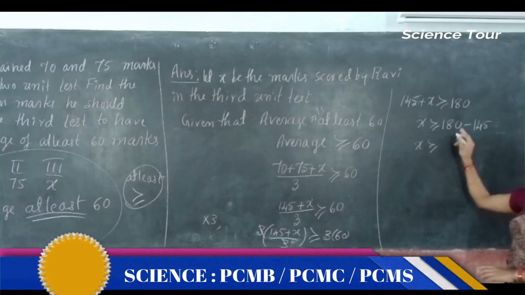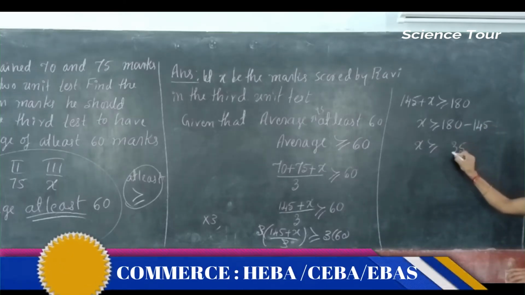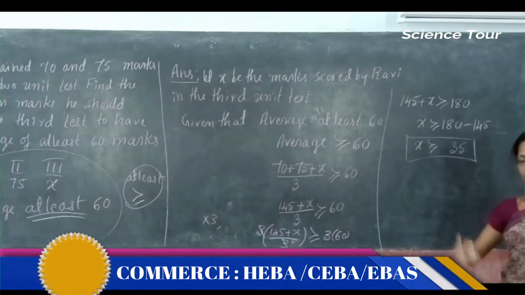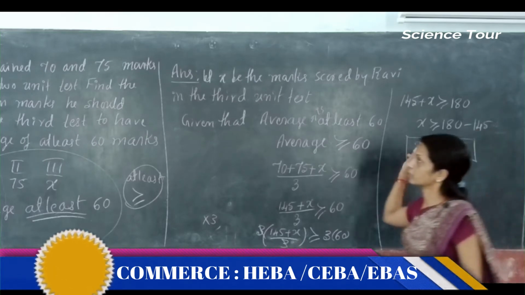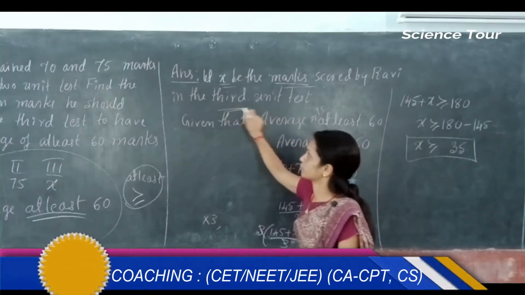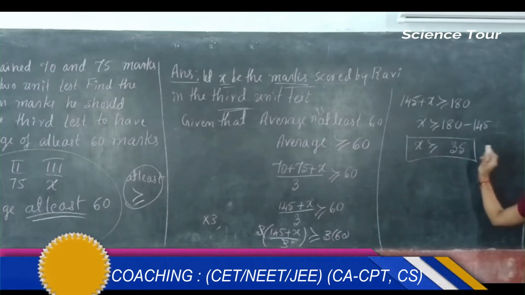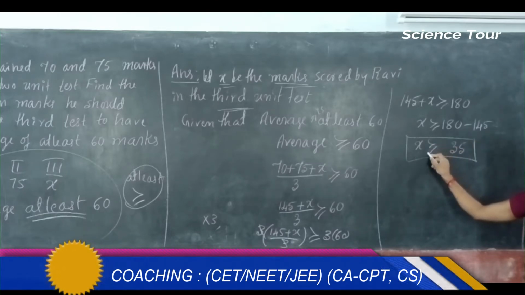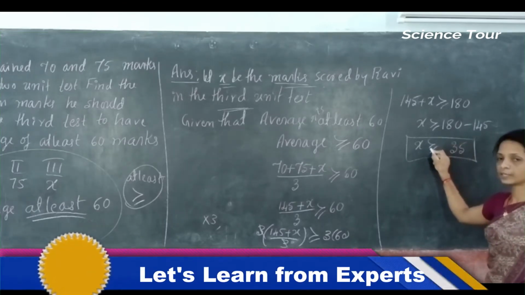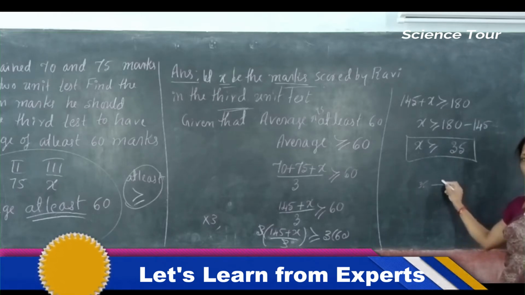X is greater than or equal to 10 minus 5 is 5 and 7 minus 4 is 3. Okay. X is greater than or equal to 35. So that implies what? We taken x as the marks scored by Ravi in the third test. So that third test mark should be 35 or more than that. Greater than or equal to 35 means equal to 35 or greater than 35.